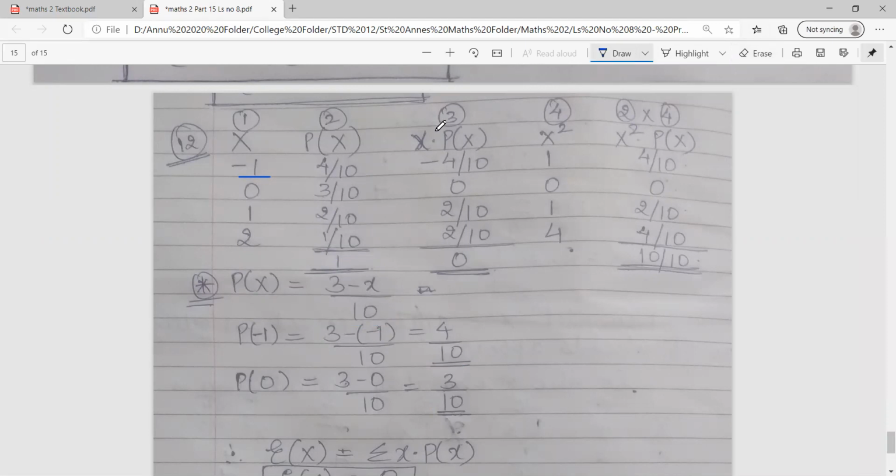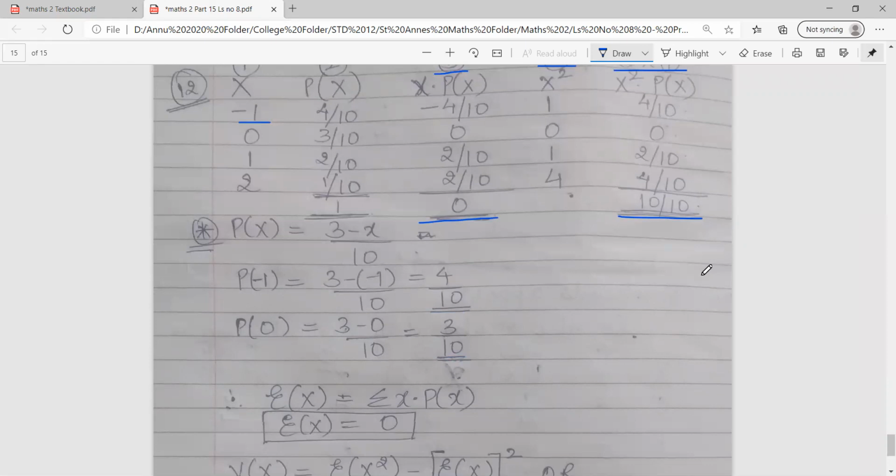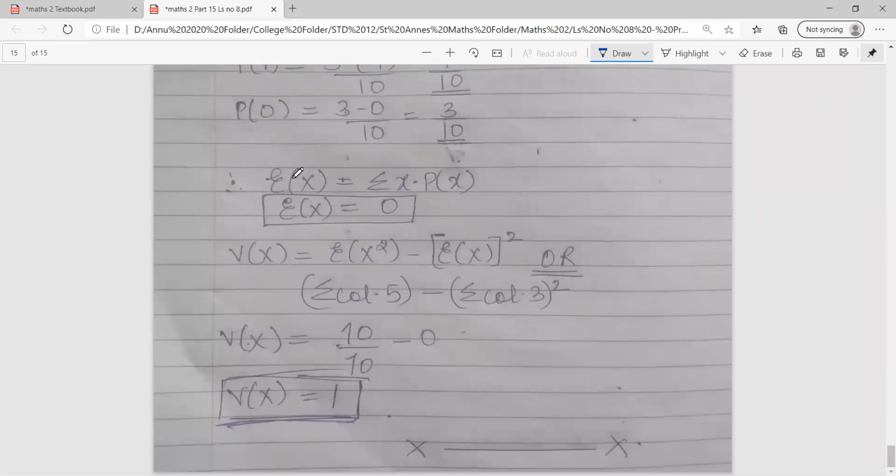Now you know for E of x and V of x, 3 columns come: x into P of x, fourth column x square, fifth column x square into P of x. You have to keep in mind, you have to make the total of the third column and fifth column. So as you can see, the third column total is coming 0 and the fifth column is coming 10 upon 10. So by putting the formula, E of x is equal to summation x into P of x, which is nothing but 0. V of x is E of x square minus E of x the whole square, or column number 5 total minus column number 3 total squared. So 10 upon 10 minus 0 square is 0. So variance of x is 1.